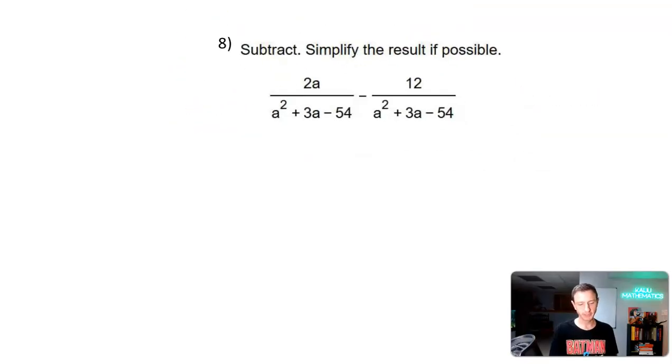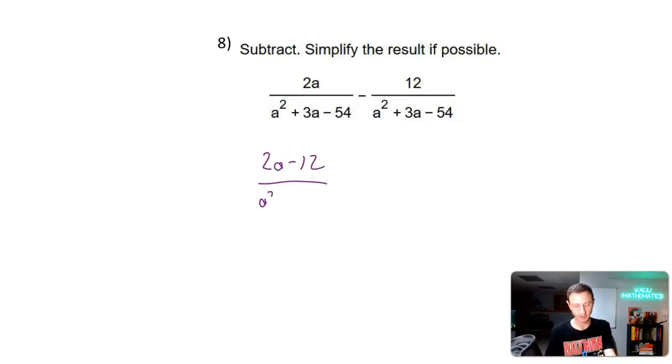Next topic, adding and subtracting rational expressions. When we are adding and subtracting, we want the same denominator. In this case, I have a squared plus 3a minus 54 in both. That means you could do two things. You could put this all over one denominator, so I could rewrite this as 2a minus 12 all over a squared plus 3a minus 54.